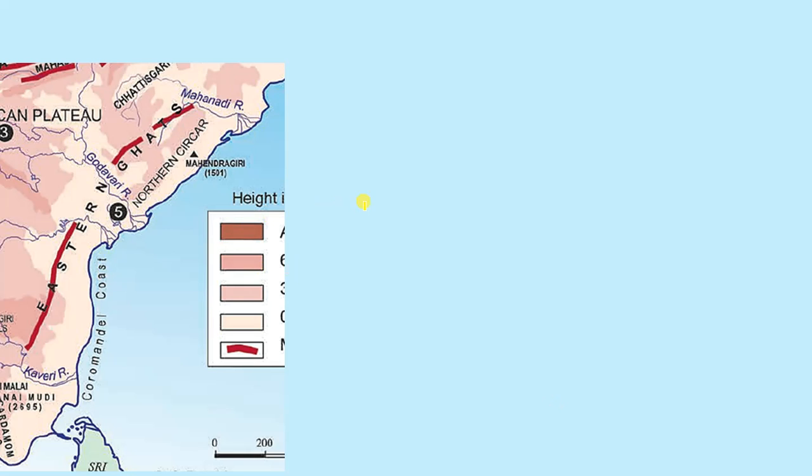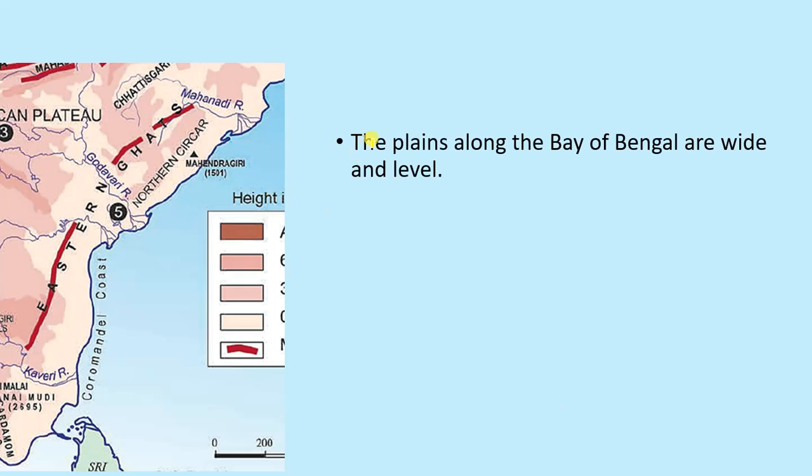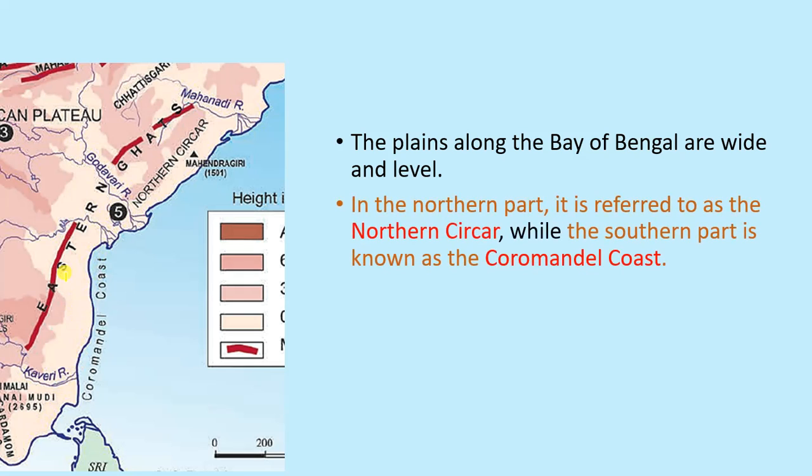Now to the eastern coast side, the plain along the Bay of Bengal is wide and level. So the plain created on this eastern side is wide and leveled, uniform in its slope. The northern part is referred to as the Northern Circars, as given in the map, while the southern part is known as the Coromandel coast, given here.